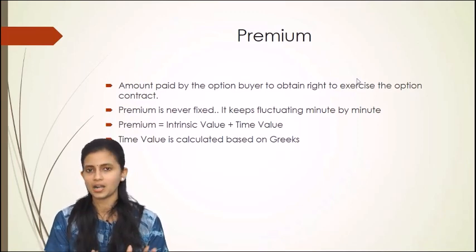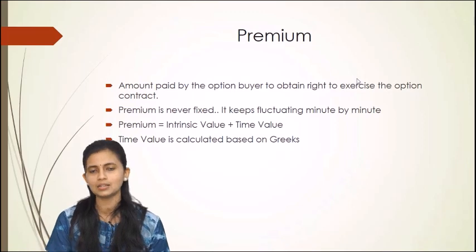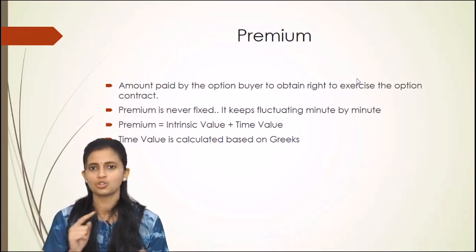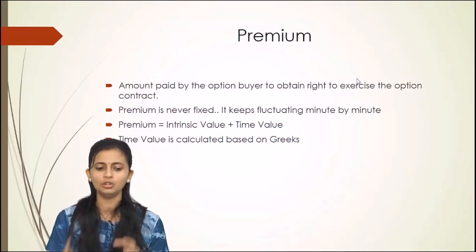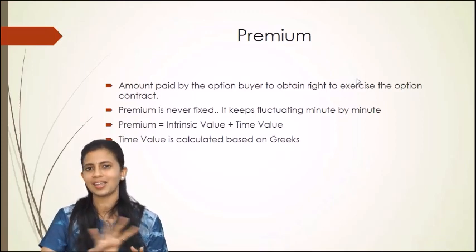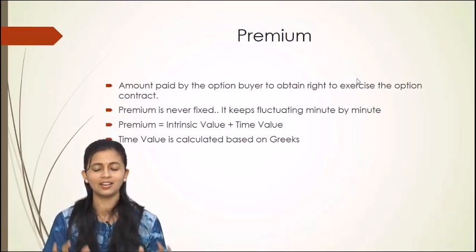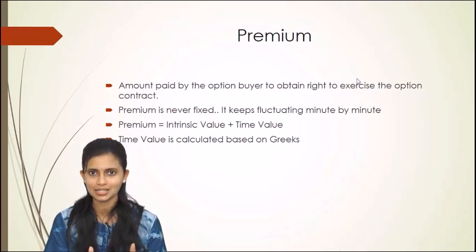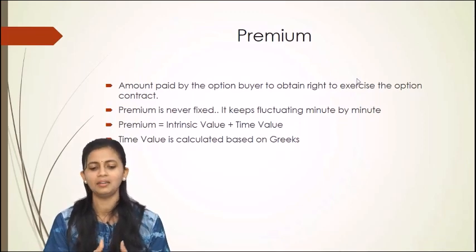So the main parts of this premium are the intrinsic value and time value. So intrinsic value plus time value will be the premium. Now what is time value? It is again a separate calculation. It's mainly based on Greeks. What is Greeks? I will explain in a while. Now let's see how to calculate the intrinsic value.